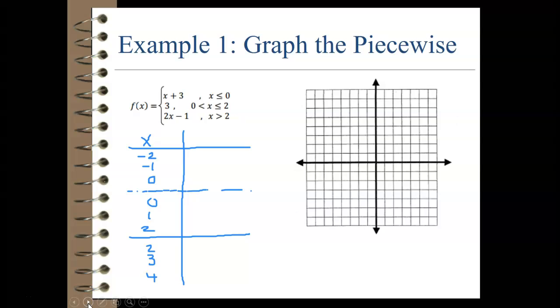For values of x less than 0, we have a closed circle. From 0 to 2, it goes open to closed. And then greater than 2 is open. So again, because it goes closed, open, this should pass the vertical line test, making it a function.